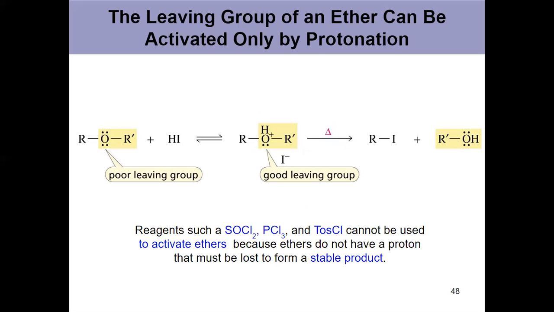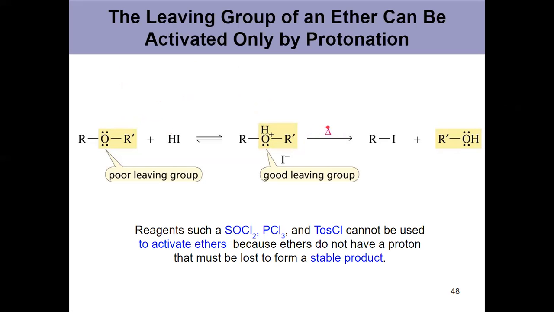The ethers themselves react with HI or HBr. They do not react with HCl. Alcohols can react with HCl and need a catalyst. Ethers, not going to happen, because chloride is too poor of a nucleophile in this case. So look at the overall mechanism here. Very similar to an alcohol. We use a strong acid to protonate the ether. That gives me a better leaving group.